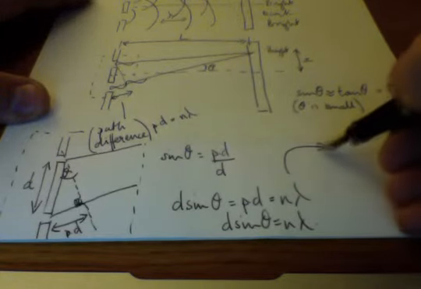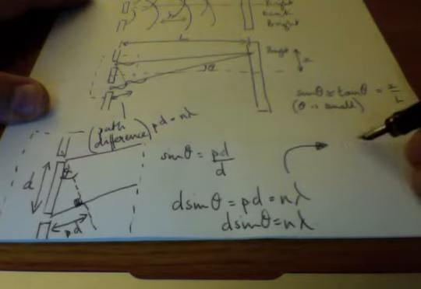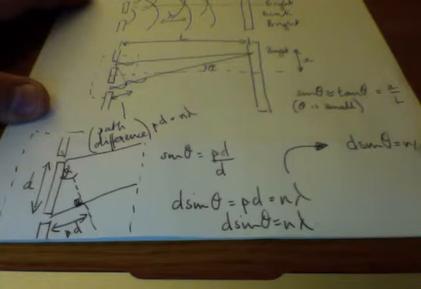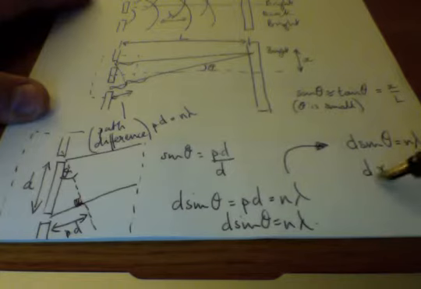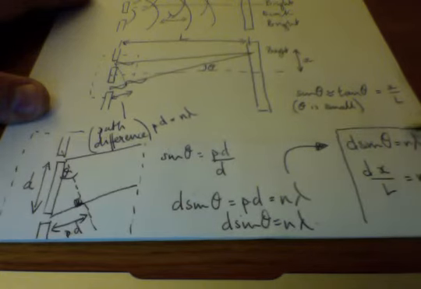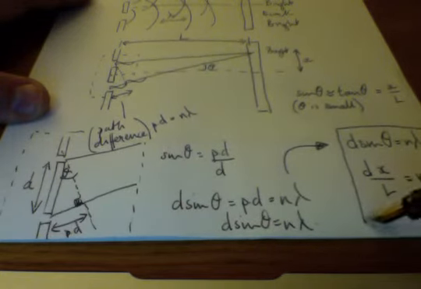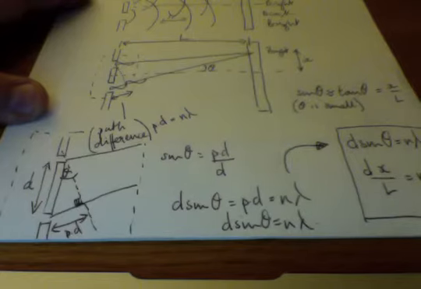So therefore, let's rewrite our identity. Let me rewrite the identity here in its most fundamental form as dx over L, whereby I've replaced sine theta with x over L, equals a whole number of wavelengths. There we go. So this is the equation you need to become comfortable with, and understand how it comes about.